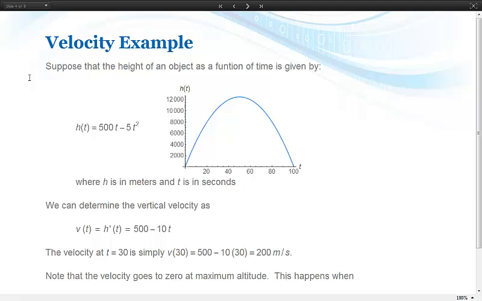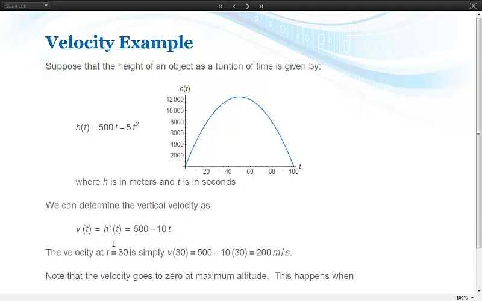So here's an example. Suppose that the height of an object is given as a function of time by this equation, h of t, that's still a position, right, or distance, 500t minus 5t squared, and this is what the plot of that curve looks like, where h is measured in meters and t in seconds. Then we can determine the vertical velocity as v of t, the change in height with respect to time. H prime of t is simply 500 minus 10t. That's the derivative of h of t, right?